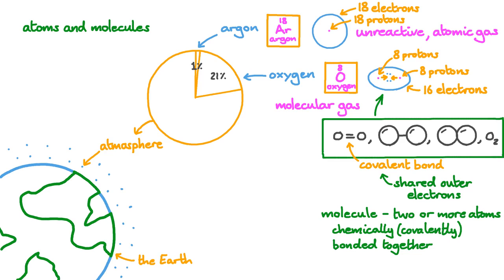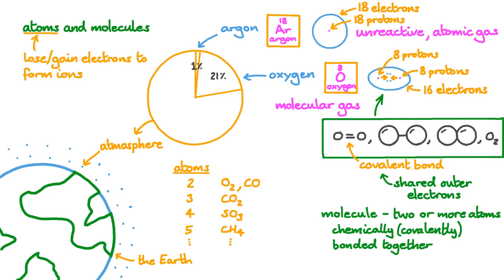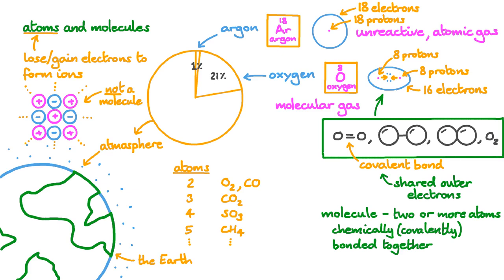When we have 2 or more atoms bonded together in this fashion, we call them a molecule. Molecules can have 2, 3, 4, 5, 100, or even 1,000,000 atoms. And they don't even need to be the same type of atom. Now, you may be aware that atoms can lose or gain electrons to form things that we call ions. Ions form ionic structures where positive and negative ions alternate in all directions. It's important to realize that these structures are not molecules.